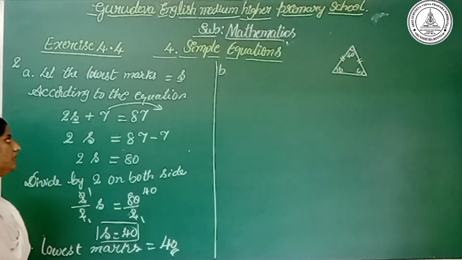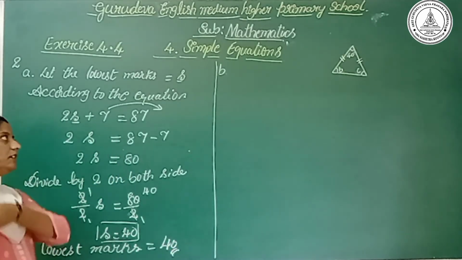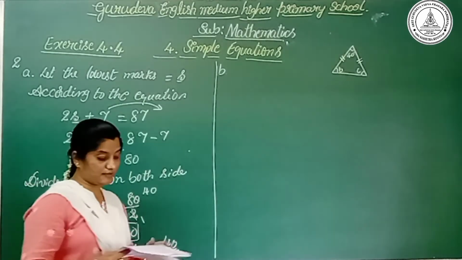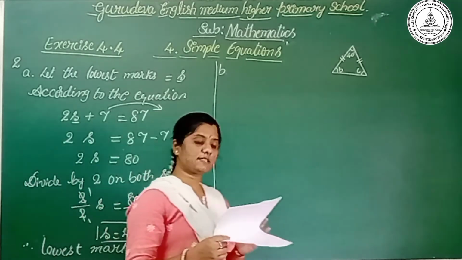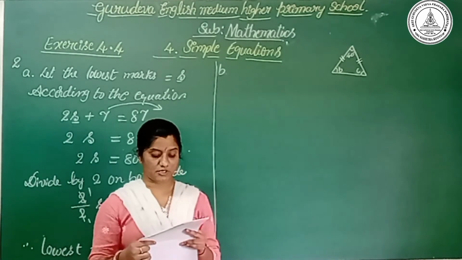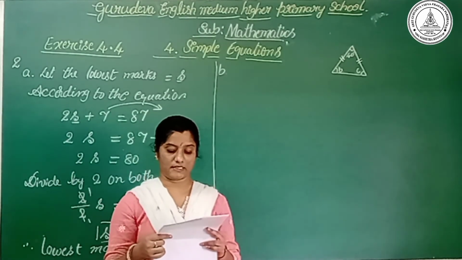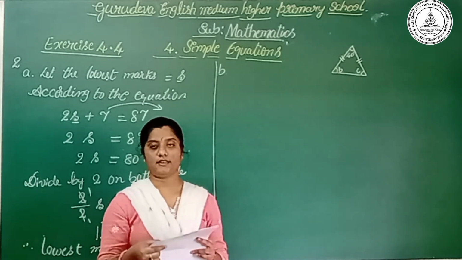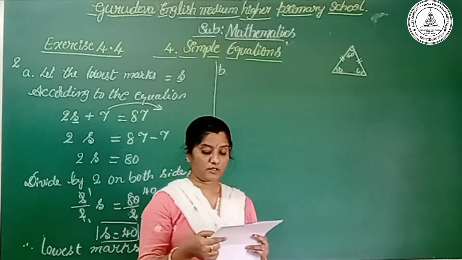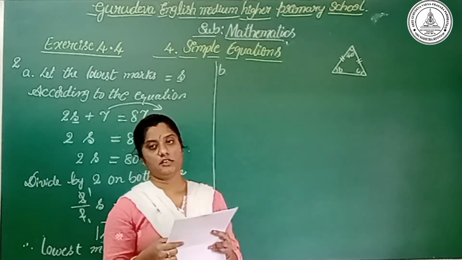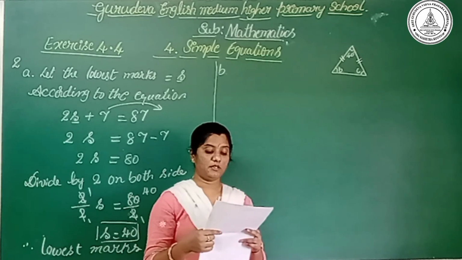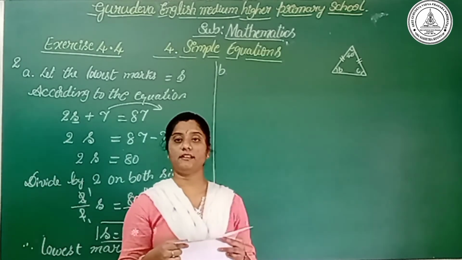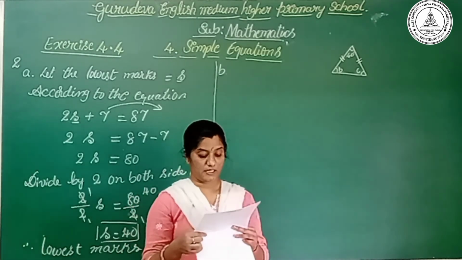Clear? Yes. At the same time, they gave one more example, that is an isosceles triangle. In an isosceles triangle, the base angles are equal. The vertex angle is 40 degrees. What are the base angles of the triangle? And remember, the sum of the three angles of a triangle is 180 degrees.